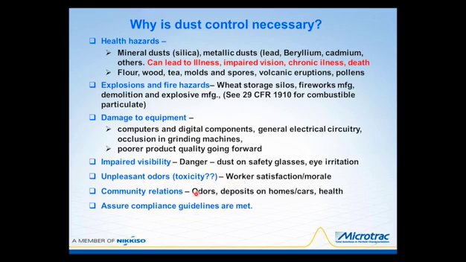Then we have a thought about community relationships. Odors, deposits on homes and cars, and health issues are a constant concern within the community surrounding various operations and manufacturing facilities. And also, as the last thought, it does assure compliance with OSHA as well as the mines and EPA.